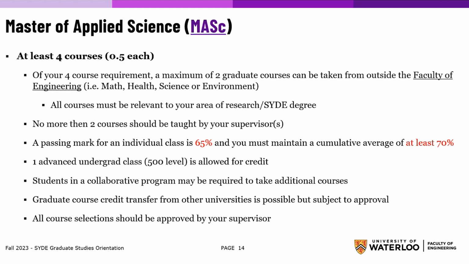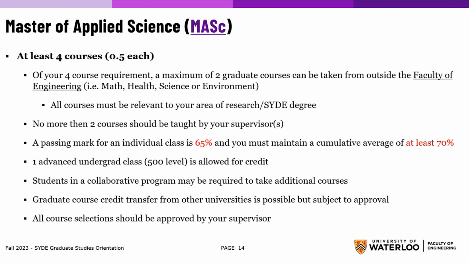A passing mark is a 65, but you want to maintain an overall average of 70%. In the MASc program, you are allowed to take 1 advanced undergraduate class, which is a 500 level, towards your degree requirements for credit. You're not required to do this, but sometimes there are technical electives offered to our undergrads that are really appealing to some of our grad students, and you are welcome to take 1 of those. You can take more, but they would not count towards your degree requirements.